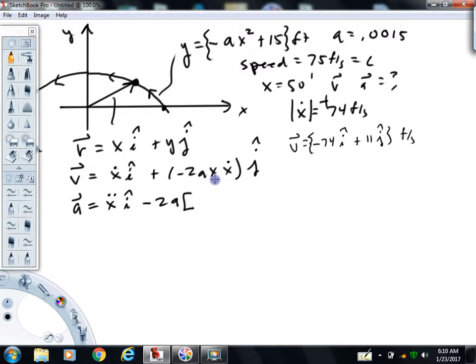So that has to be product rule. Derivative of the first times the second is going to give us an x dot squared plus the derivative of the second times the first. That's going to give us an x double dot times x, j. And again, the j and the i do not have time derivatives because they're not changing in direction.